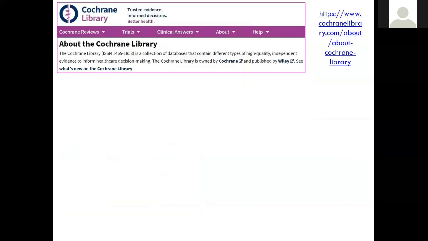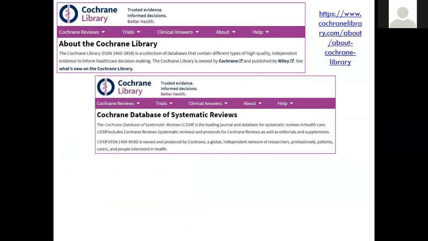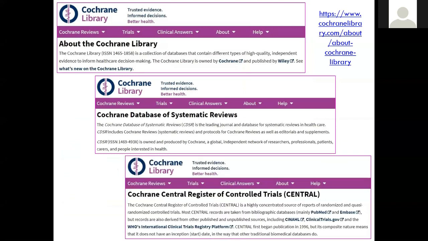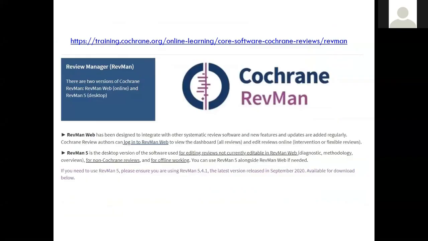Then there is the Cochrane Library, which is a collection of databases that contain different types of high-quality independent evidence. And at the center of the Cochrane Library is the Cochrane Database of Systematic Reviews, which is a leading journal and database for systematic reviews. Then there is also a registry for controlled trials, the central registry. And then there is dedicated software for carrying out systematic reviews, the RevMan software.